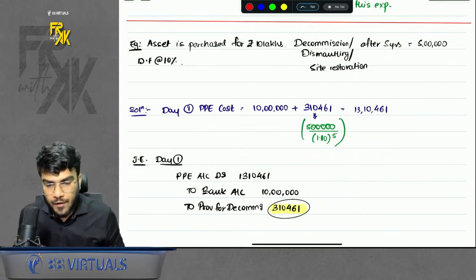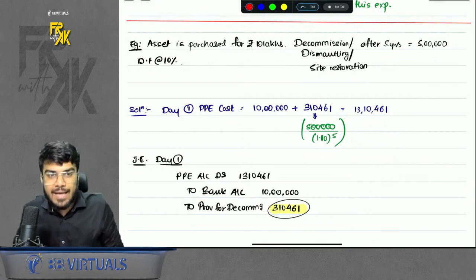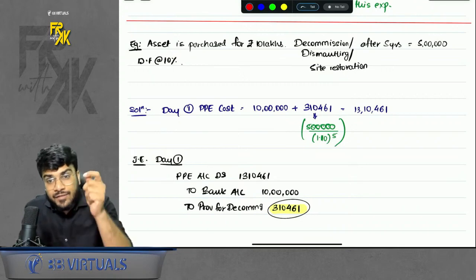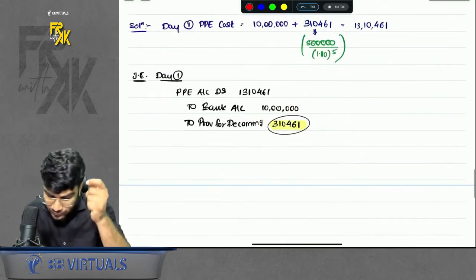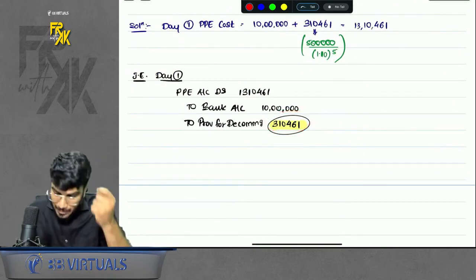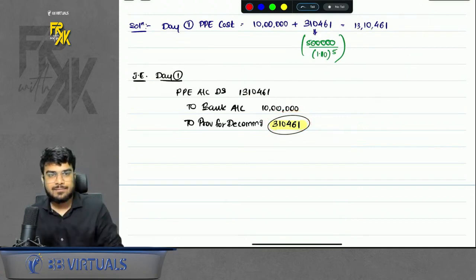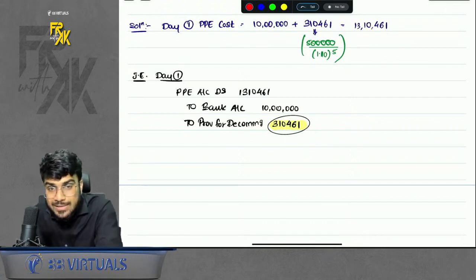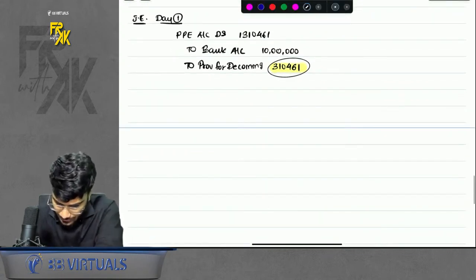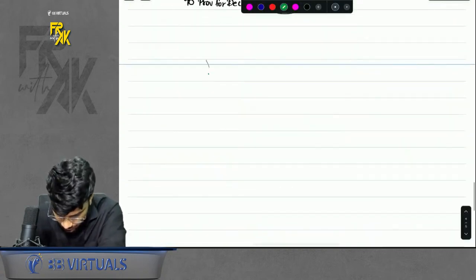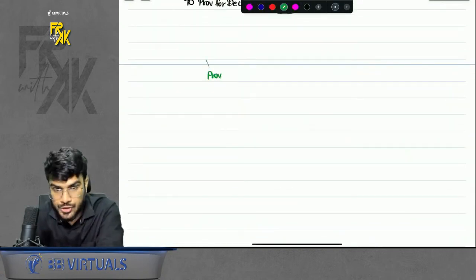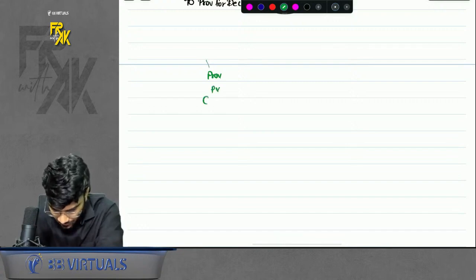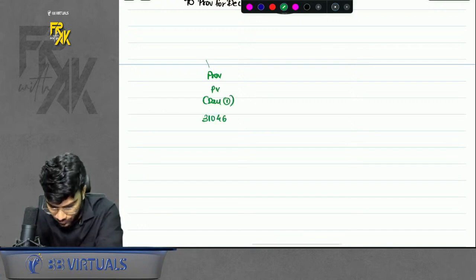Perfect answer. We will have to make the payment of 5 lakhs. But the issue here is we have only created the liability of 3,10,461, but the payment is to be made of 5 lakhs. Are you understanding my point? So now what is to be done, sir? Let me explain. Let's say your provision's present value on day 1 is 3,10,461.